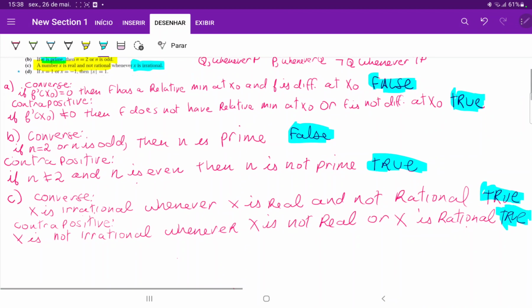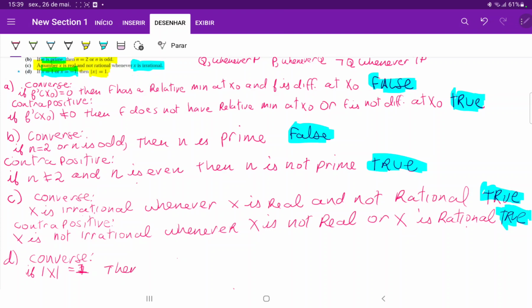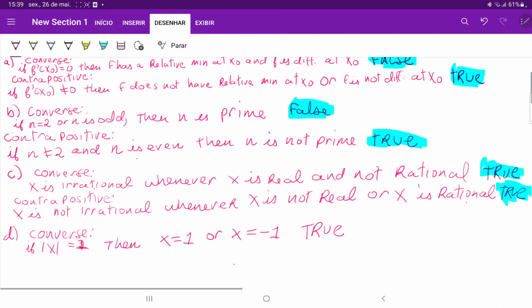All right, and we're just missing one more. We're just missing our item D. So P is if x equals 1 or x equals -1, and Q is absolute value of x is equal to 1. So for D, we're first doing the converse, and we're flipping these around. So we're saying if the absolute value of x is equal to 1, then x is equal to 1 or x is equal to -1. And this is true, because that's the definition of the absolute value.